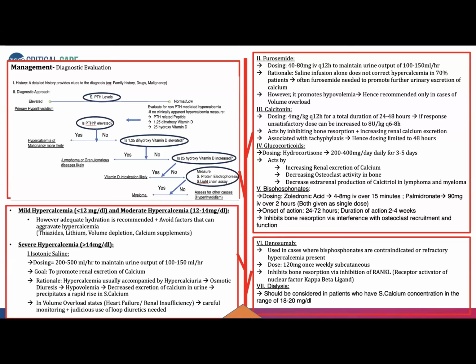If it is severe hypercalcemia, more than 14, then you can initiate isotonic saline along with diuretics like furosemide. How much isotonic saline should you give? 200 to 500 ml per hour, to maintain a urine output. Target a urine output of 100 to 150 ml per hour to promote renal excretion. So the delivery of calcium to the kidneys will be increased and it promotes calciuria.